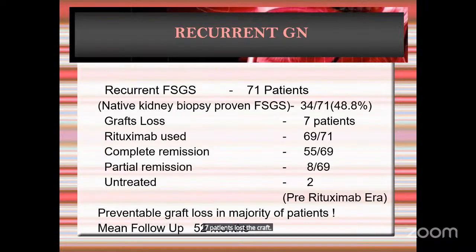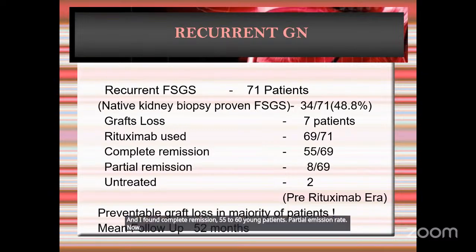I started rituximab in these patients in 2007. The first publication came in Transplantation around 2017 or 18, but I have been using it since 2007 in the belief this will work for those patients. And I found complete remission in 55 out of 61 patients, partial remission in 8.